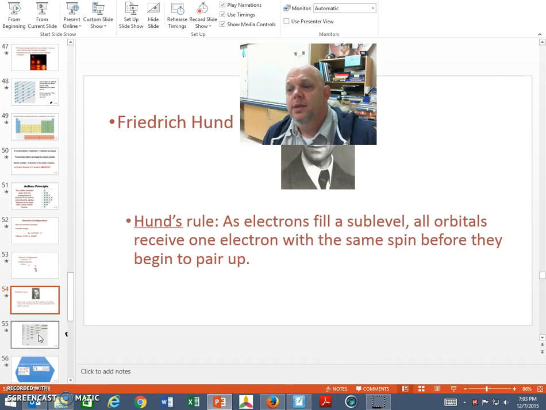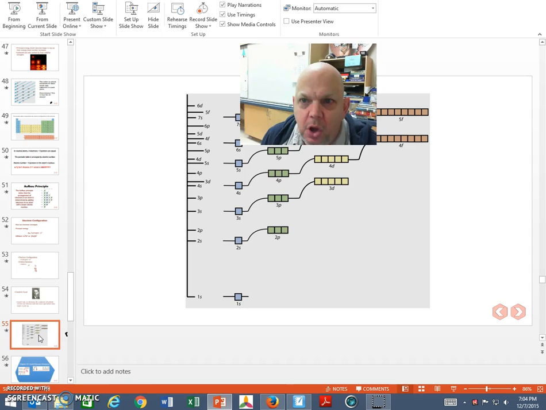Okay? Now, Hund's rule, really important. Okay, electrons fill a sublevel. All the orbitals receive one electron with the same spin before they begin to pair up. So I liken it to Monopoly, the Monopoly house rule. If you bought 3 houses and you have 3 pieces of land, each land has to have 1 house. You can't put all 3 on one property. In Monopoly, it does not work that way. Okay? Just a quick thing for Hund's rule as I am moving on here.